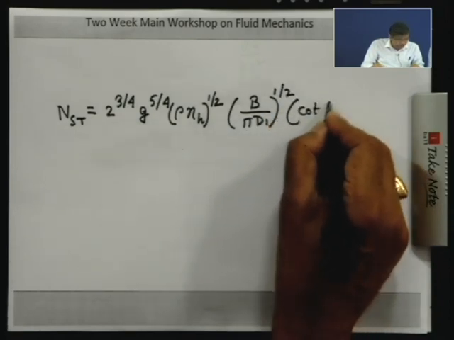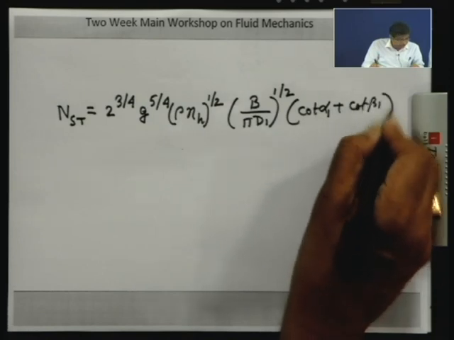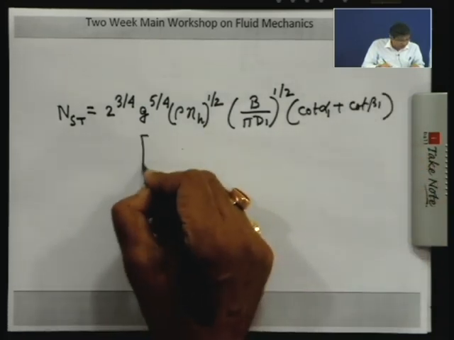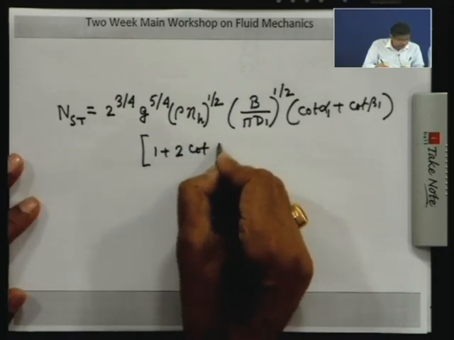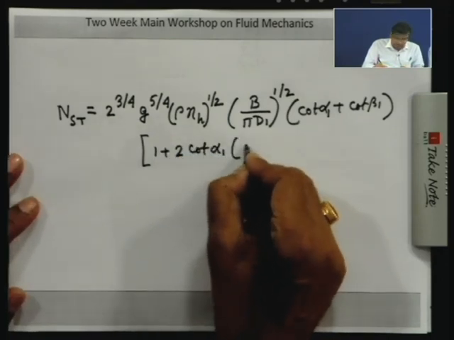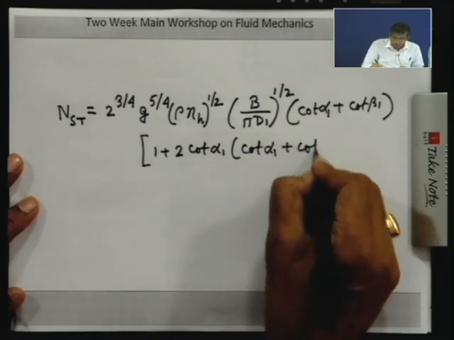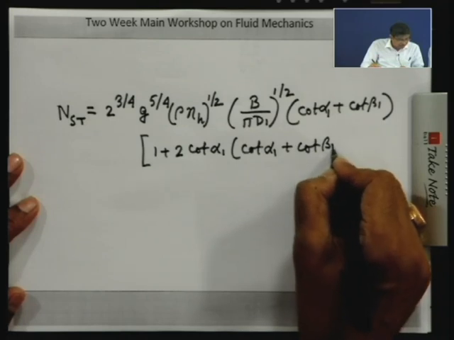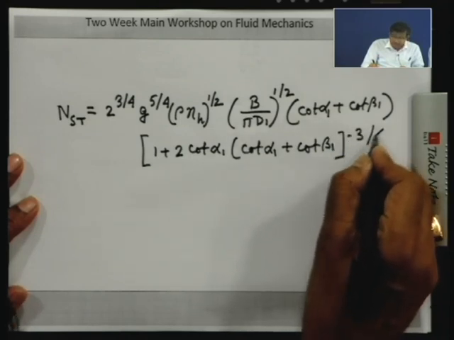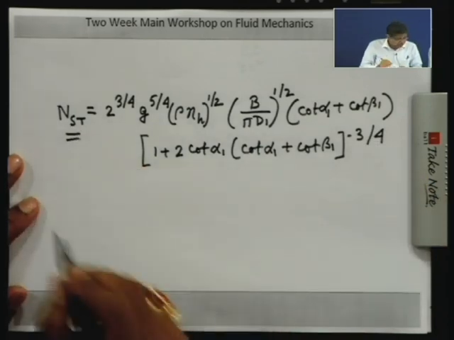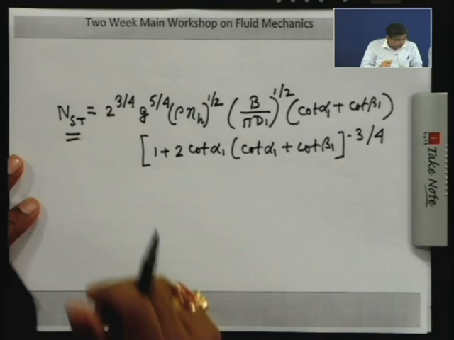cot alpha 1 plus, this is simply a school level task, into 1 plus cot beta 1. You can do it as your exercise, or you can see any book. In my book it is deduced nicely. That means this is algebra, no further deduction is required, 3 by 4. This is the expression of specific speed. Now I give you some typical values.